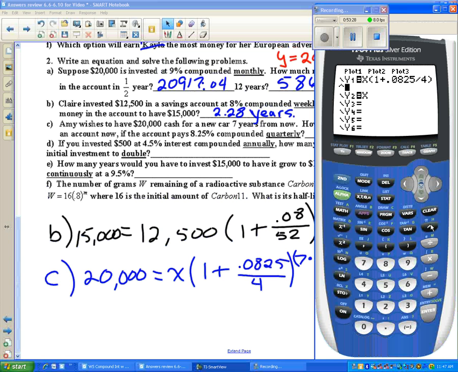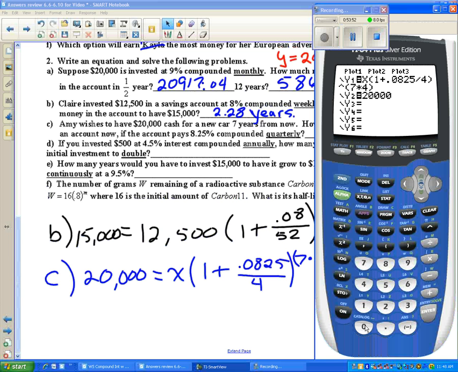Now this is technically a linear equation. I want this 7 times 4 in parentheses because that's the entire thing is my exponent. It's a linear equation because x is not in the exponent. It is my principal, which is missing. My y2 is the $20,000 that I want to earn, and I want to find where these cross.